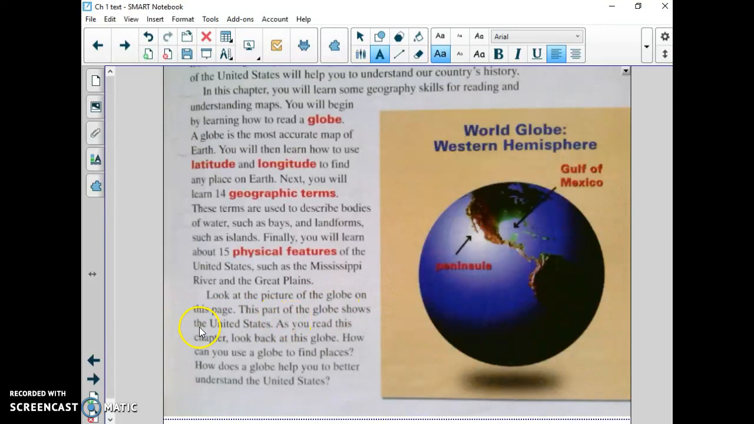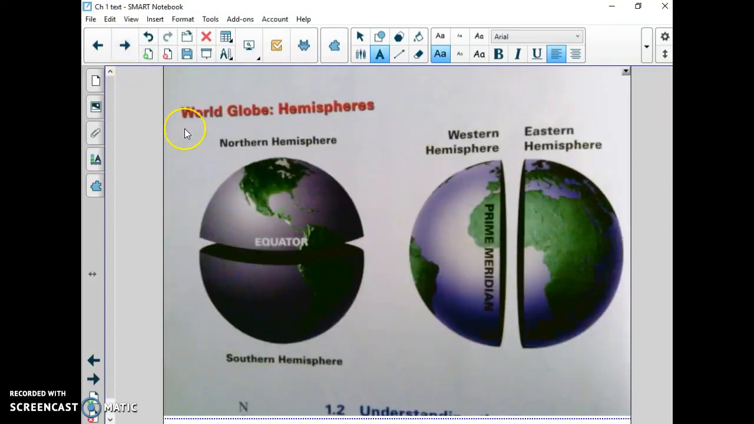Look at the picture of the globe on this page. This part of the globe shows the United States. As you read this chapter, look back at this globe. How can you use a globe to find places? How does a globe help you to better understand the United States? Here they are showing you the two hemispheres, north and south, and then the other two hemispheres, west and east. North and south hemispheres are divided by the equator, and the western hemisphere and eastern hemisphere are divided by the prime meridian. The United States is in the northern hemisphere, and we are also in the western hemisphere.